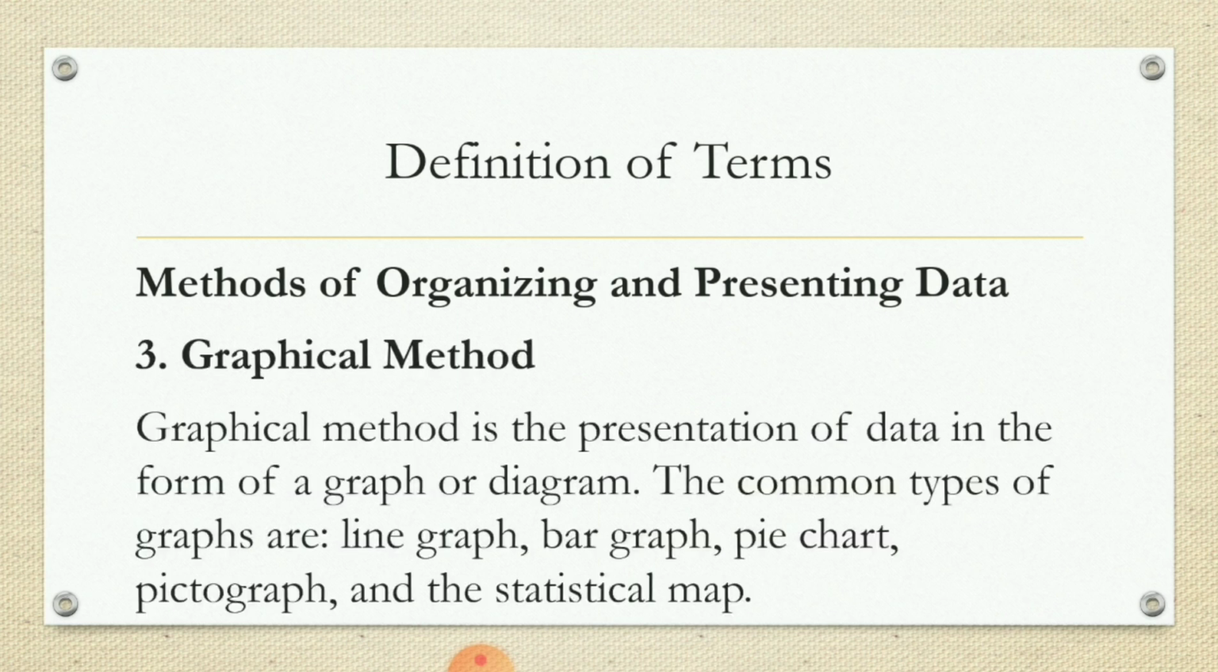And lastly, we have the graphical method. So the graphical method is the presentation of data in the form of a graph or diagram. The common types of graphs are line graph, bar graph, pie chart, pictograph, and the statistical map. So data can be organized or presented through graphs or diagrams.